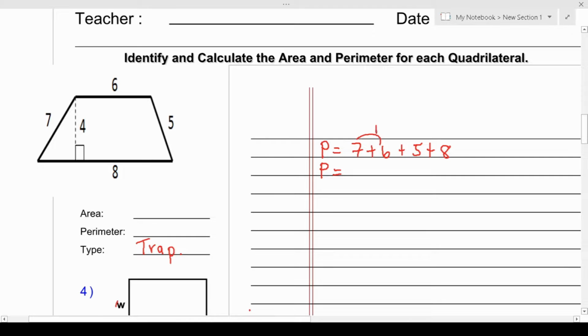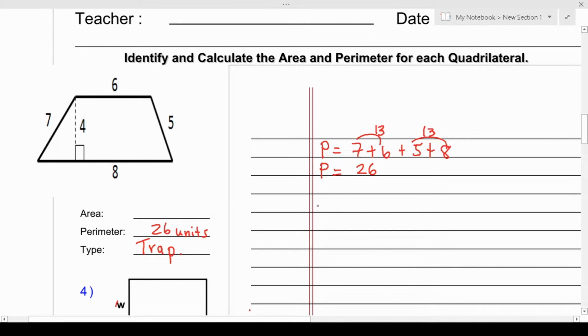7 plus 6 is 13. 5 plus 8 similarly is 13. 13 plus 13 is 26. So we know in this case the perimeter is 26 units. And I'm saying units because they didn't give us a measurement. But that said, let's find the area of this trapezoid now.